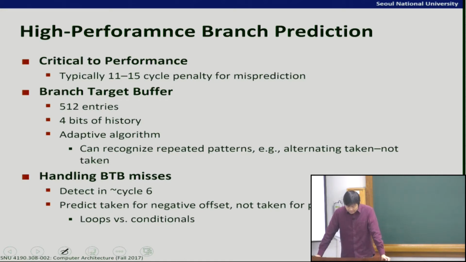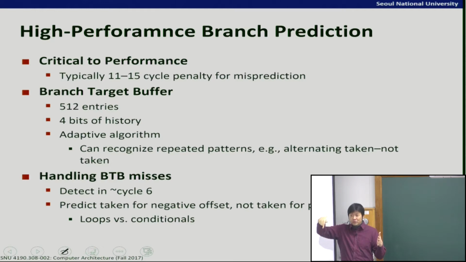And the last topic is high performance branch prediction, because branch prediction is very critical to performance. It typically takes a 11 to 15 cycle penalty for misprediction. If you have a deeper pipeline, then the number of cycles you have to waste generally increases, because it takes more cycles to get to the point where you can resolve the branch. By the way, this one was last year's, actually this year's, graduate school entrance exam.